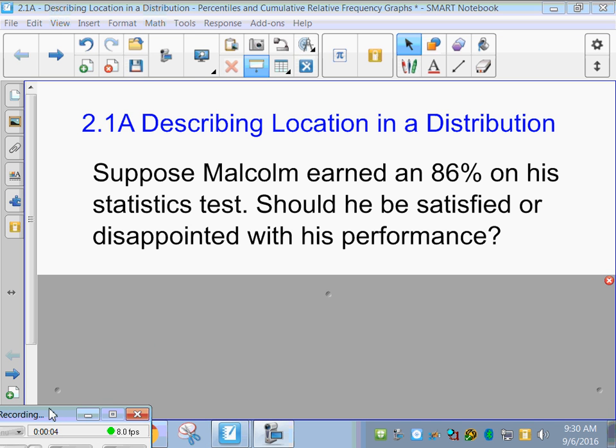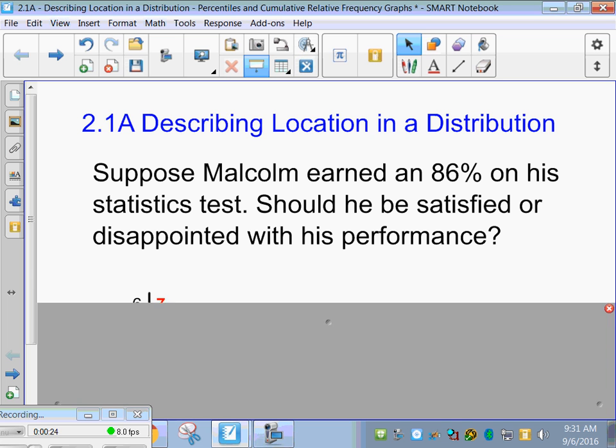2.1a is describing location in a distribution. So suppose Malcolm earned an 86% on his statistics test. This is "suppose," all right. Should he be satisfied or disappointed with his performance? Well, that depends on how the class did, right?